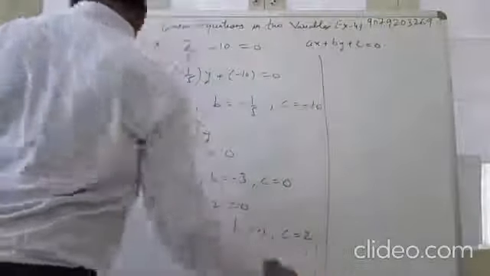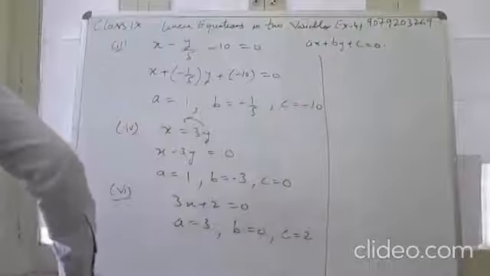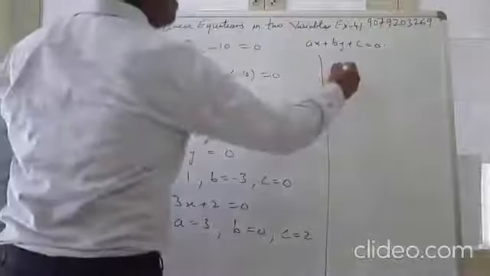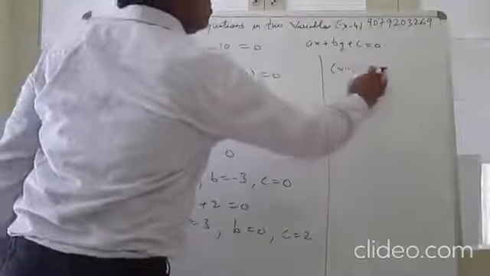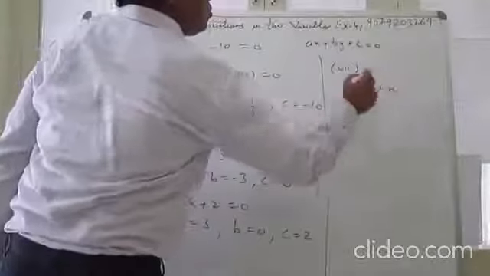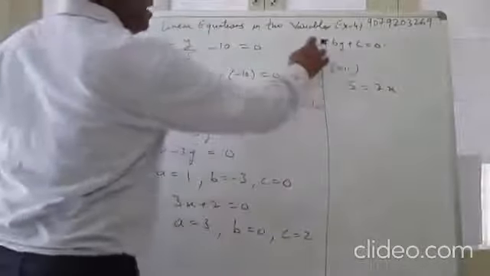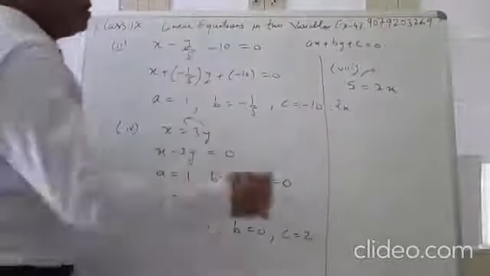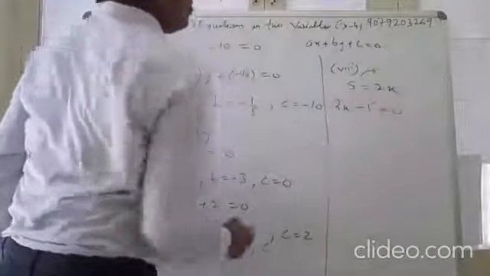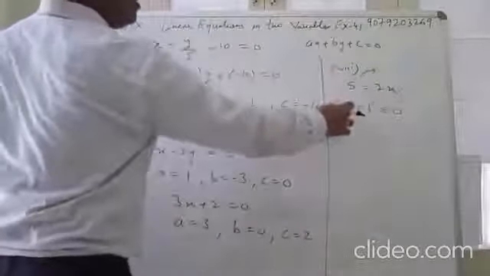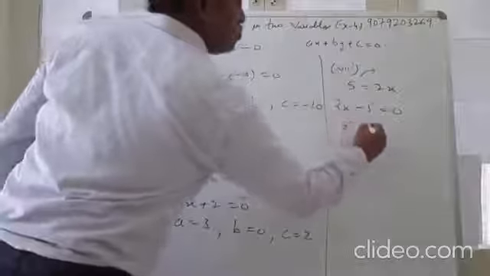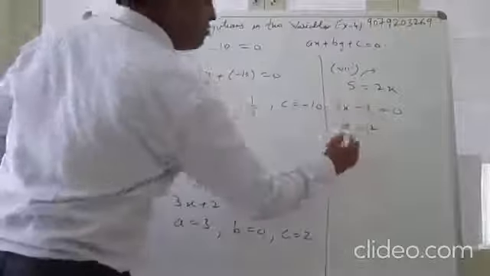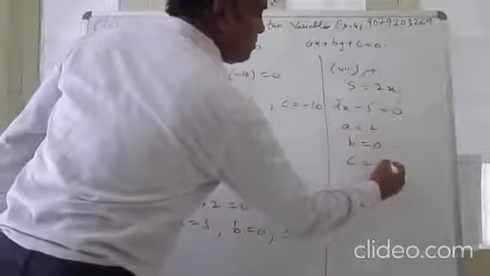I will take now the last part, that is 8: 5 is equal to 2x. 2x is positive, x is always positive, so turn 5 to that side, so 2x minus 5 is equal to 0. Here you see the coefficient of x is 2, so a is 2. What is the coefficient of y? y is not there, so b is 0, and the constant term c is minus 5.